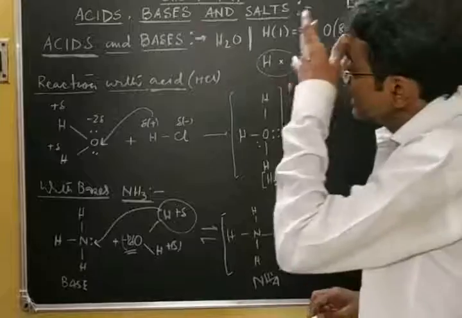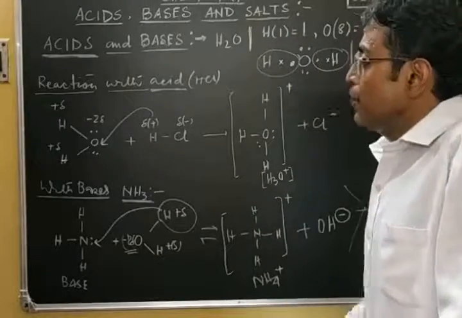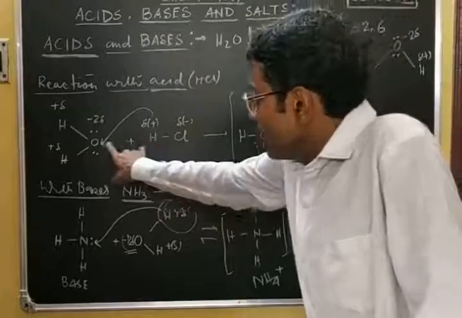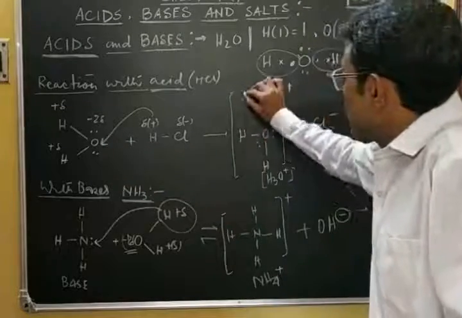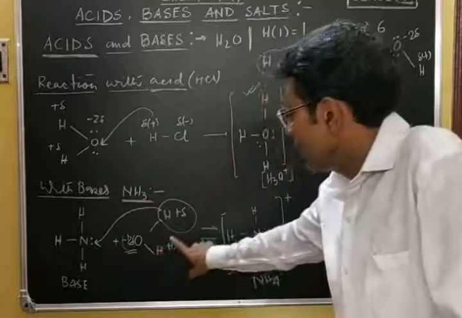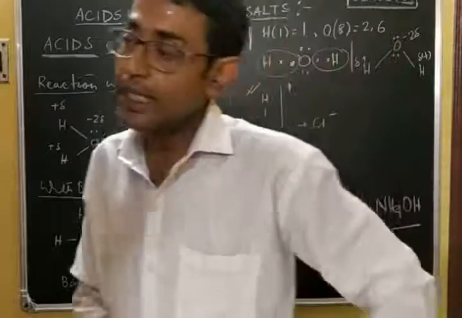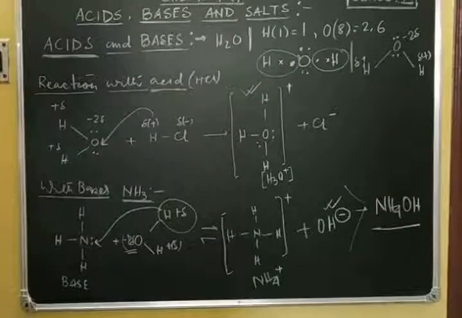So here easily you can see on reaction, this is very important, many times it has been asked: acids on reaction with water produce the hydronium ion. A base, with the water molecule, produces the hydroxyl ion. So this is the supportive example of the Arrhenius theory.